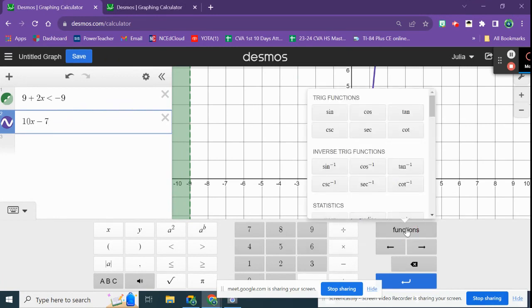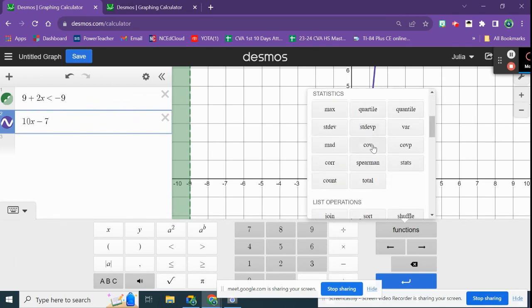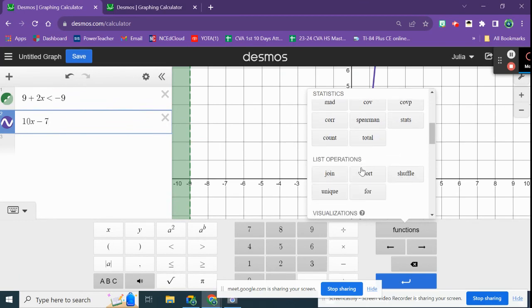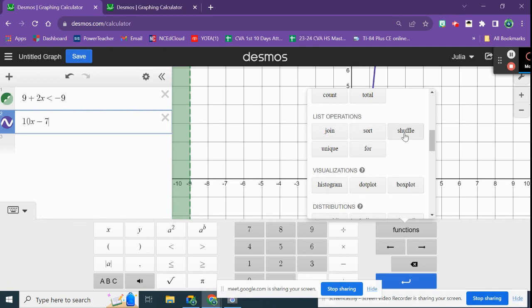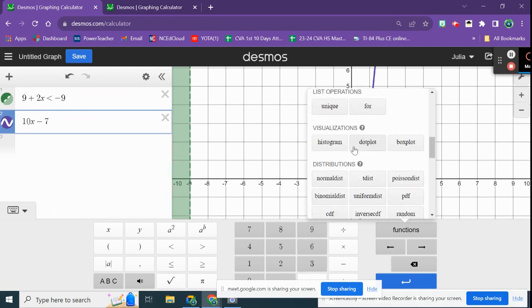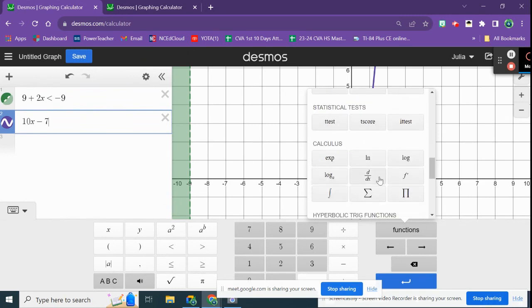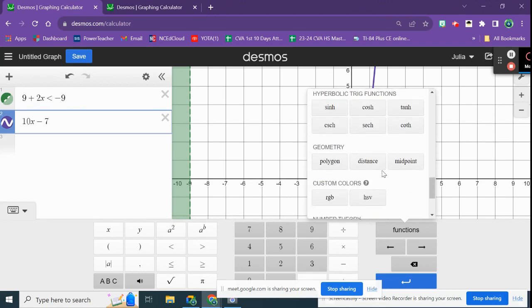Functions, if you can't find something, this is math 2, your trig ratios, mean, median, mode, minimum, max, quartile, quantiles. All this is statistic stuff. Mean, median, min, and max are things that we definitely used. Shuffle your list, change all of that's here. Histogram, dot plot, box plot. It's a button away if you can put your data in. Distributions, this one I do not believe we actually use at all. Same here, don't use. Calculus, thank goodness you're not there yet.